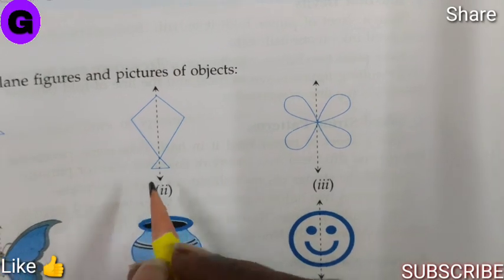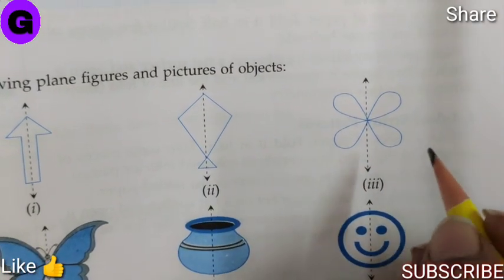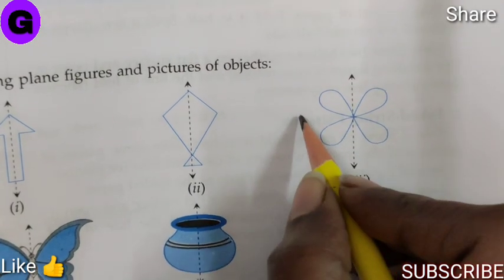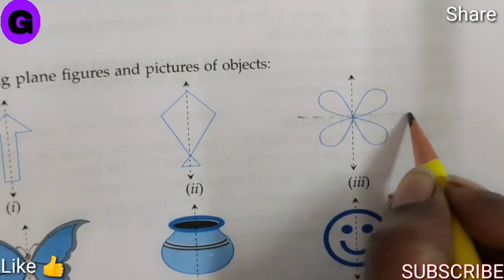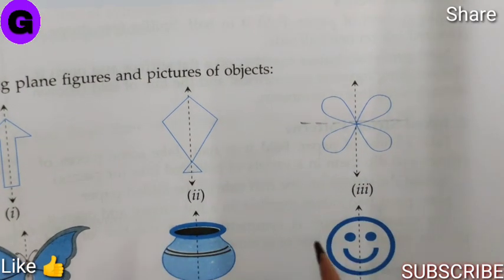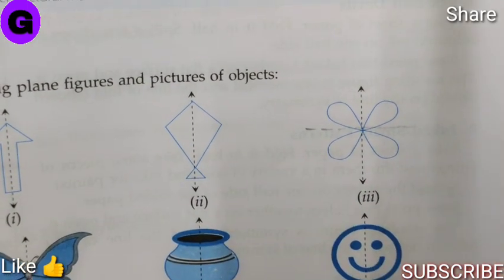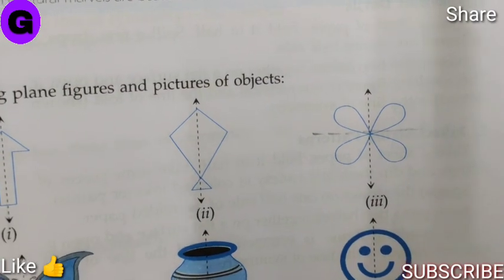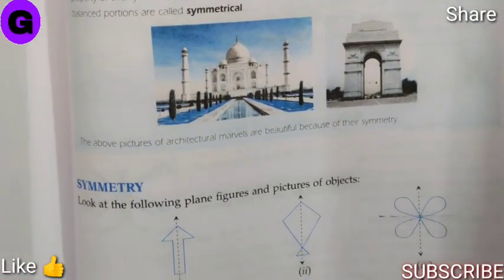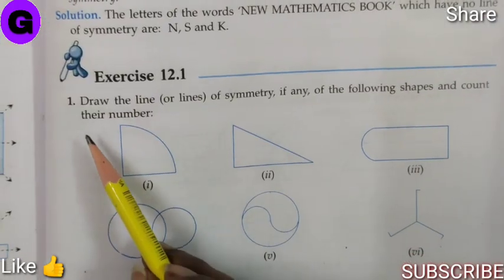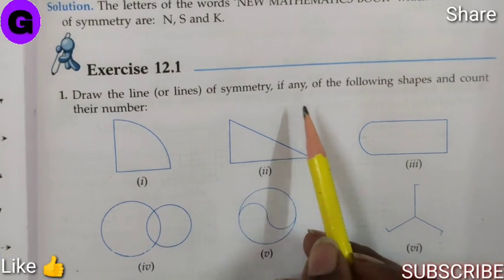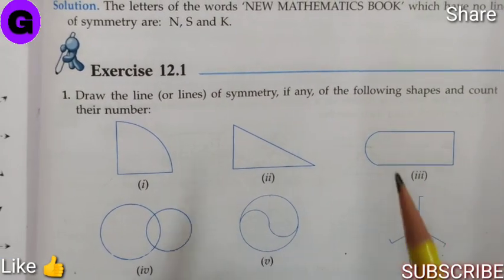Some figures have one line of symmetry, some have two. Like in this case, this is one line of symmetry. We can even divide like this. We have two lines of symmetry, and it can be even more depending on the figure. So now let us begin with exercise 12.1. We have to draw the line or lines of symmetry, if any, of the following shapes and count their number.